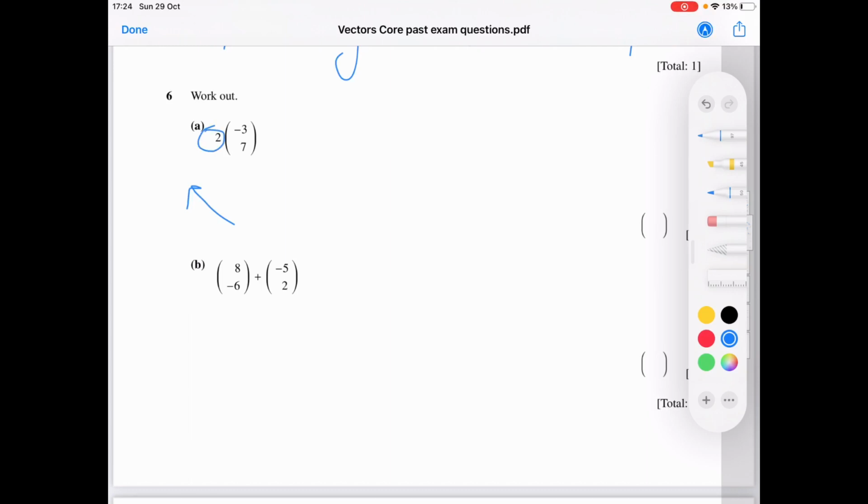So this is our column vector of -3 and 7. And now it's multiplying by 2. So it's then adding on the same, and that's why it's a multiplication of it. So that's why we do 2 times our -3, giving us -6, and then our 2 times 7, giving us 14.